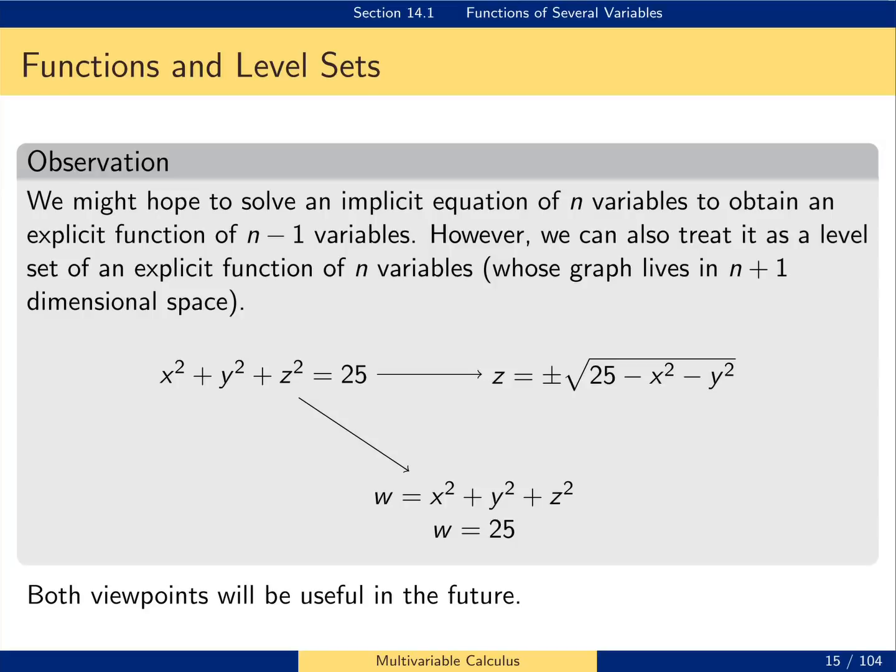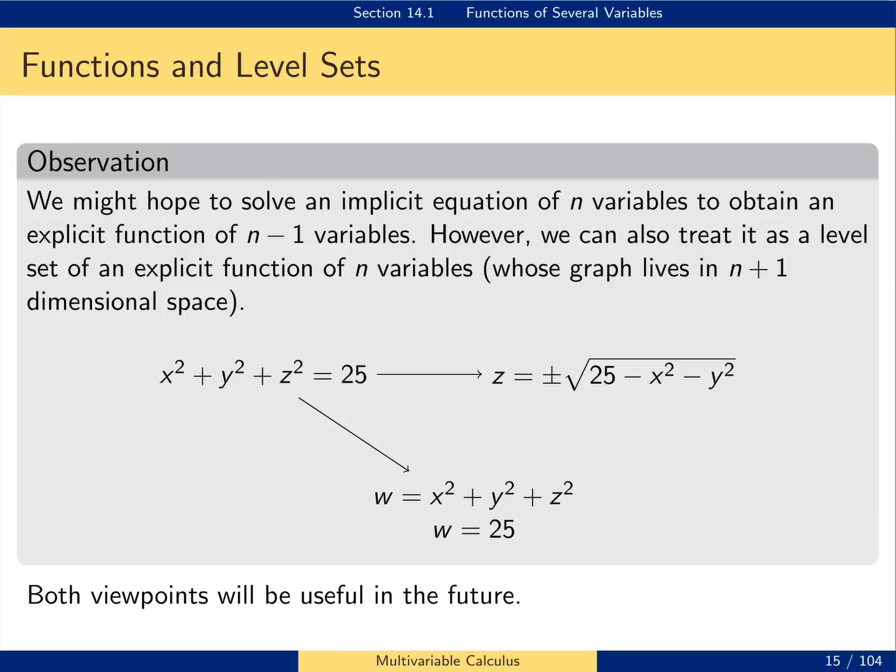The fact that the graph of a function is 1 dimension higher than its domain leads to the following useful observation. If we have an implicit equation of n variables, we could try to solve for one of the variables as an explicit function of the other n minus 1. Alternately, we can view the equation as a level set of an n-variable function.